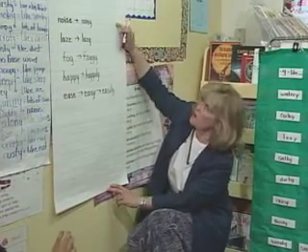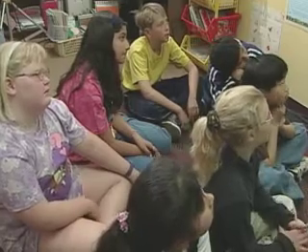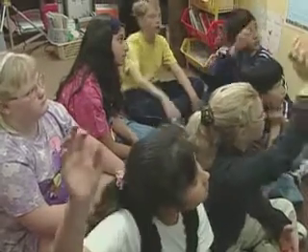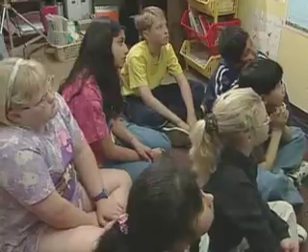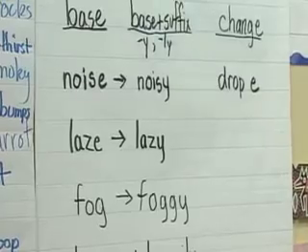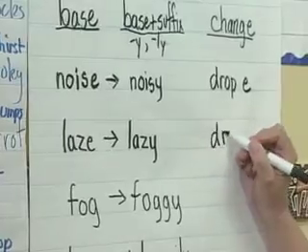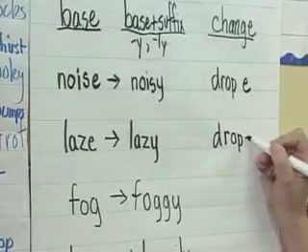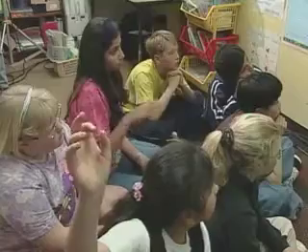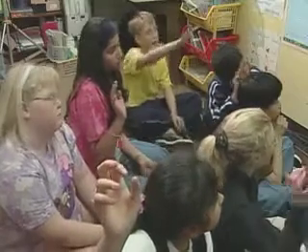Let's start with noisy. What was the change from noise to noisy? Robert? You have to drop the E. Good, I'm going to write that up here. How about the change from laze to lazy? Anna? Drop an E. Dropping the E. And what about the last word there? What did we see? What was the change? Dalen, did you find it?